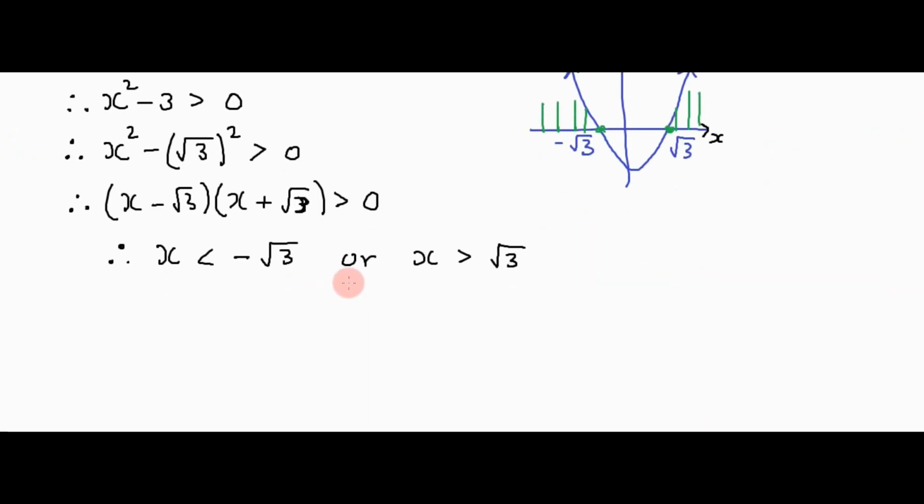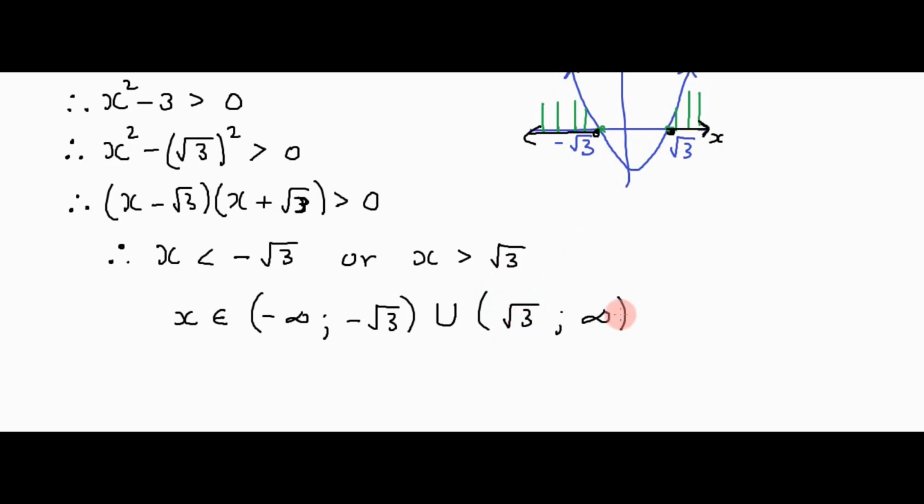If you wanted to illustrate this in interval notation, x will be an element of, now to the left of negative square root 3, we're going towards negative infinity. So from negative infinity to negative the square root of 3, then we have the union. So it's this interval. We have the union of this interval with this one. In other words, with from positive square root 3 to positive infinity.